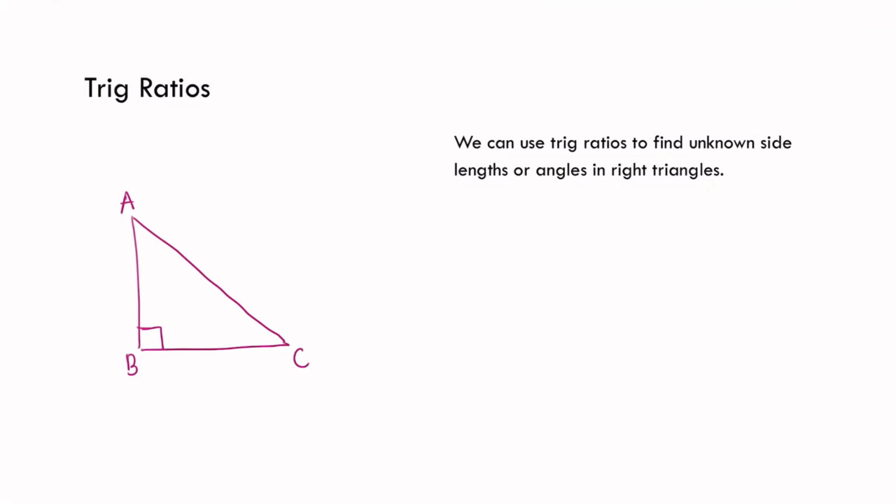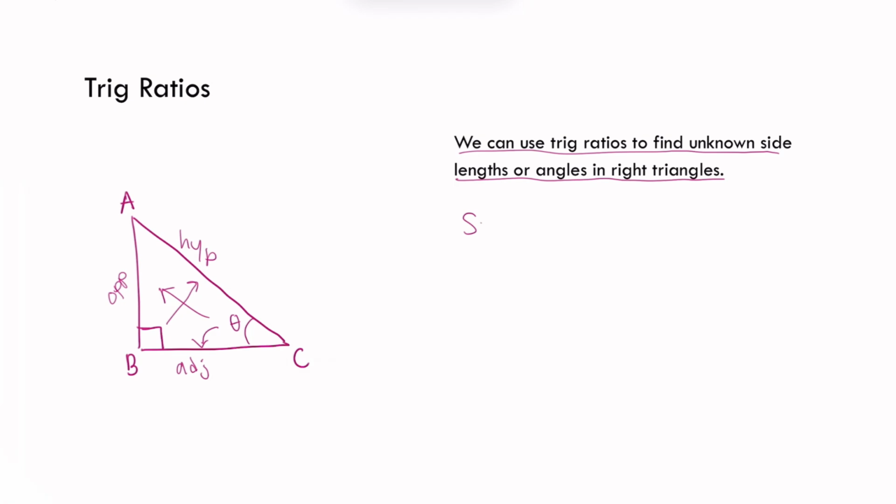We can use trig ratios to find the unknown side lengths or angles in right triangles. So if we're given triangle ABC, we can say that this is theta, and the side length that is opposite from theta is always going to be the opposite side. The side length adjacent to theta is always going to be known as the adjacent side. And the side opposite from the right angle is going to be known as the hypotenuse.